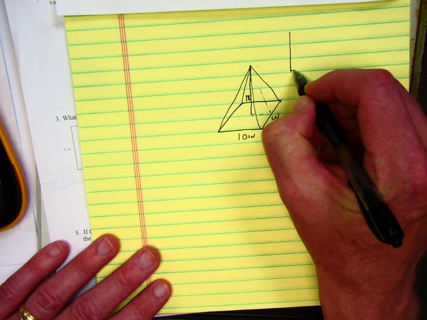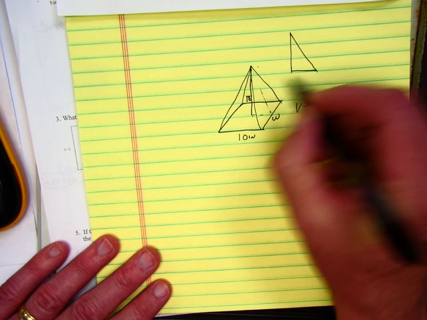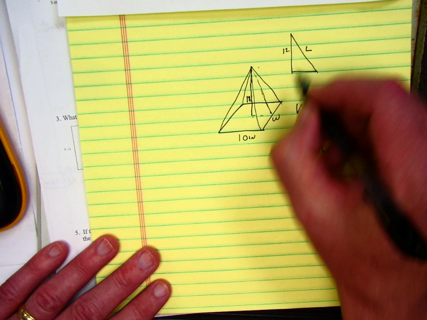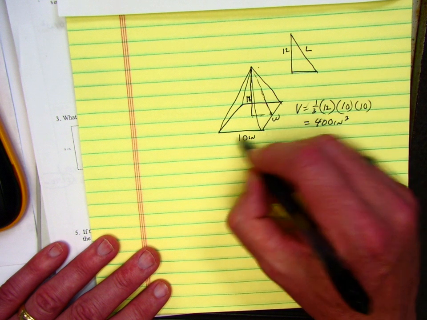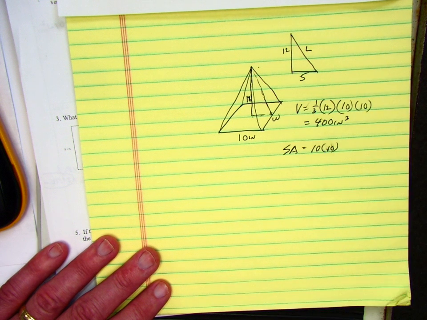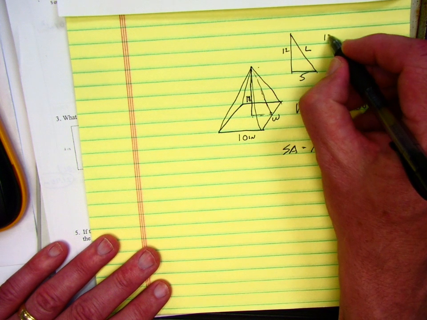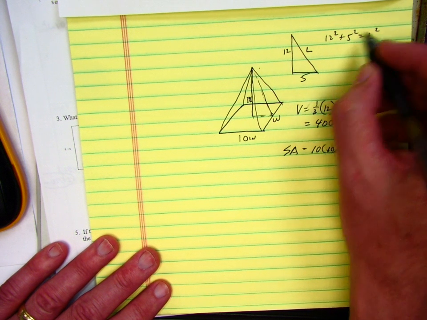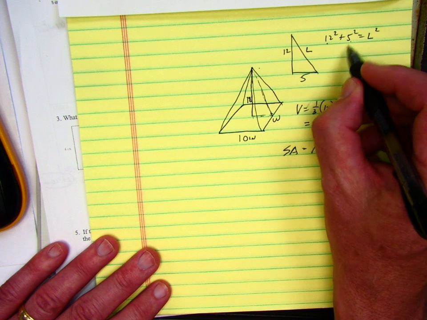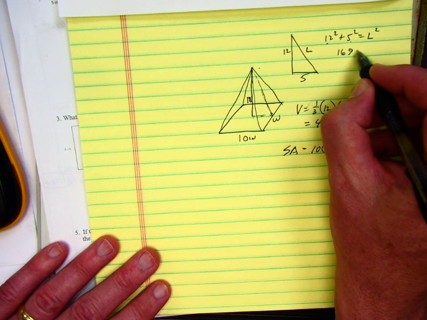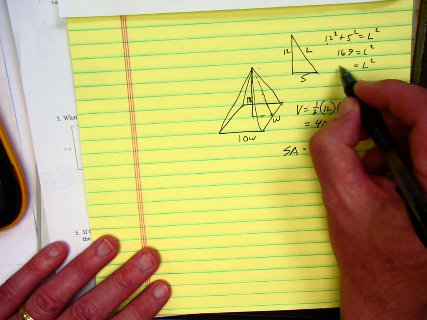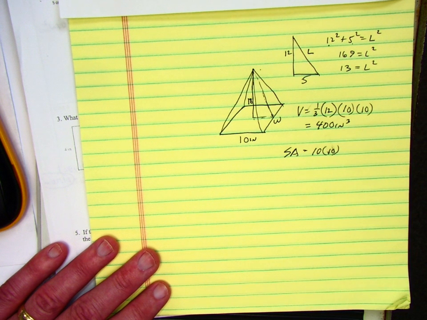So if I think about that triangle, that's just this one to find that L. This was 12. This is not 10, it's 5. Okay, now remember that is one of our special triangles. If you don't remember that, I'm going to do 12 squared plus 5 squared is L squared. This is 144 and 25 is 169. Square root of 169 is 13 because it's a 5, 12, 13 triangle.